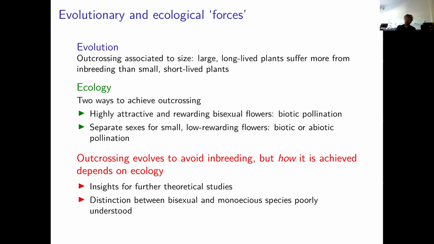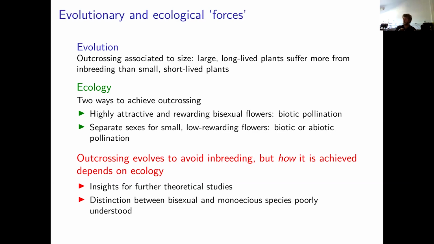So we know that outcrossing evolves to avoid inbreeding, but how it evolves depends on ecology. So this gives insight for further theoretical studies that some people are actually doing at the moment, and it also highlights that the distinction between the dioecious and the monoecious species is actually quite poorly understood. The bisexual as well, because the monoecious species are in between.